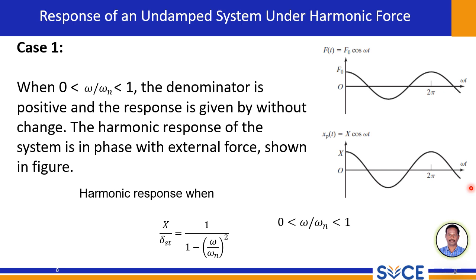This means there is no phase shift between the applied force and the system's response. You can see it in the diagram. The system response is starting as such where the harmonic force is there. The peaks and troughs of both graphs align perfectly. This shows that the harmonic response of the system is in phase with the external force. The system's displacement follows the same pattern as the force applied to it.